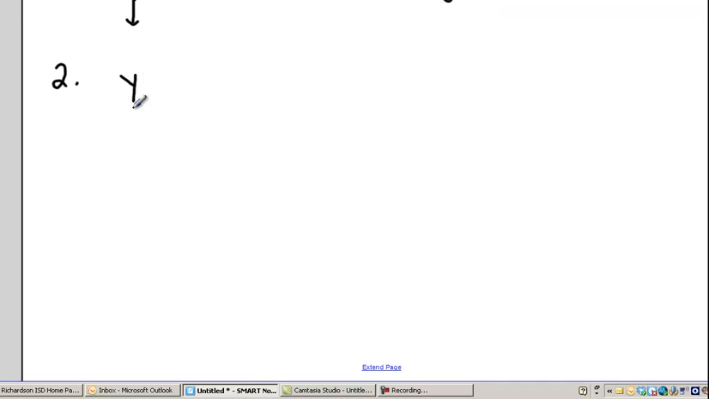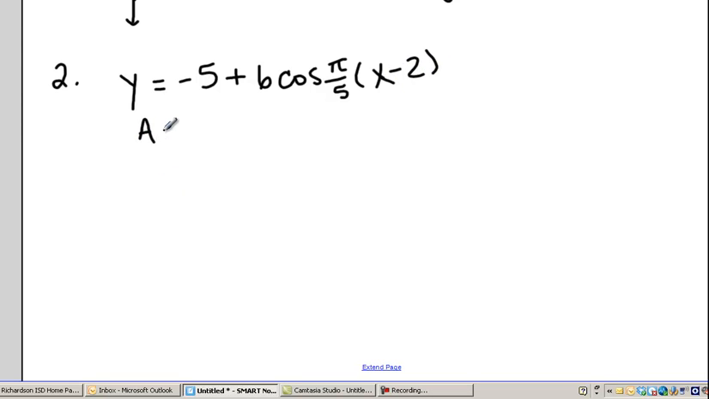Okay, so we got y equals negative 5 plus 6 cosine pi over 5 x minus 2. So you got our A, our amplitude is 6, our B is pi over 5, our C is negative 5, and our D is positive 2.